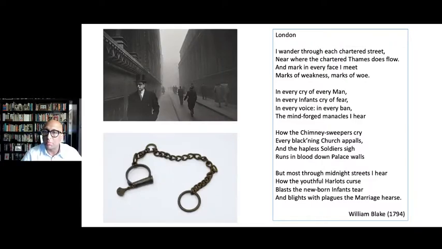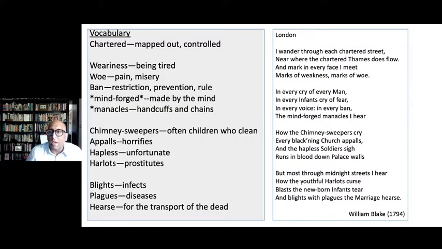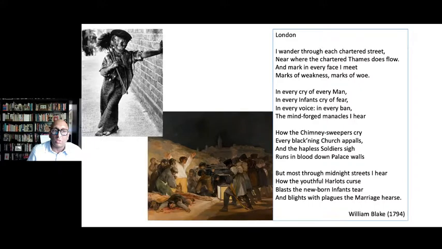And I'm just going to show you some images that make me think of the poem, of wandering through London and seeing the sadness of everybody's face. Manacles, what are these called? Handcuffs, chains. They make me think of slavery. They make me think of things that bind us, that punish us. There's a lot of vocabulary that you might want to know to help you. But before you do any of that, I just want you to think about the images of the poem. Chimney sweepers and what soldiers have to do.